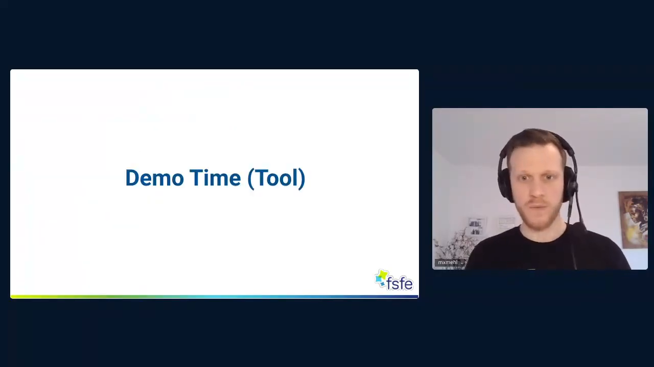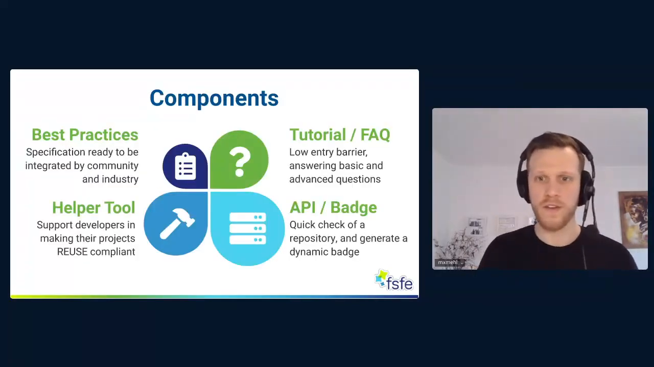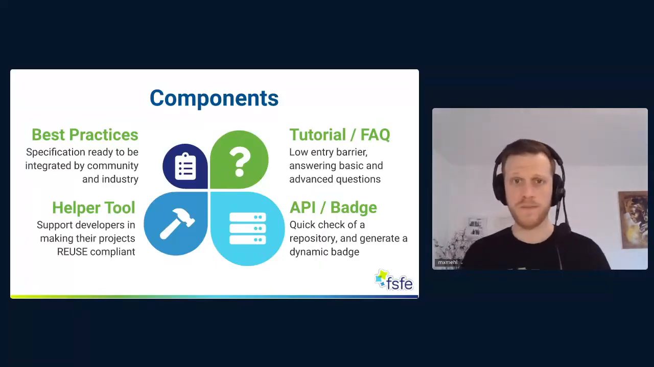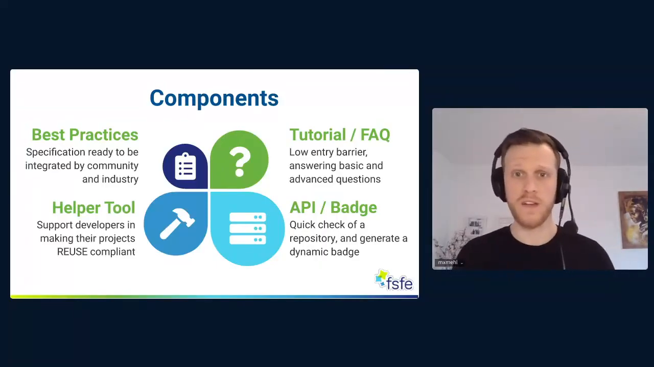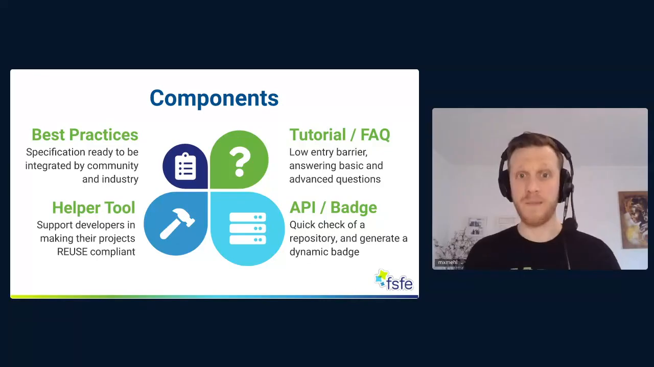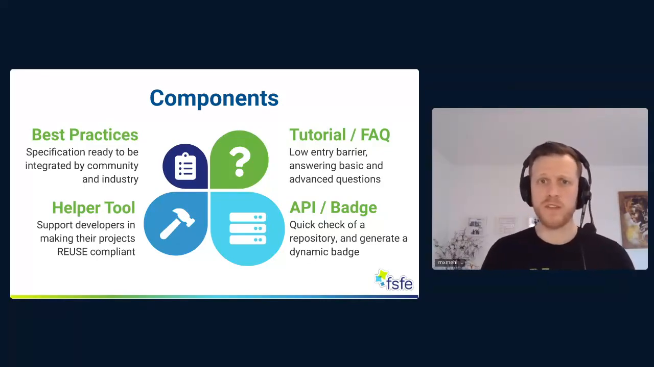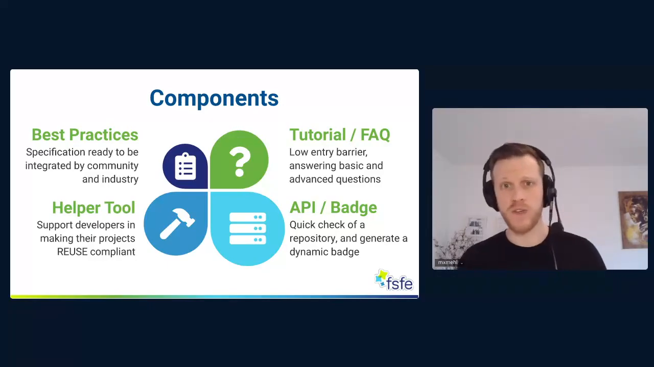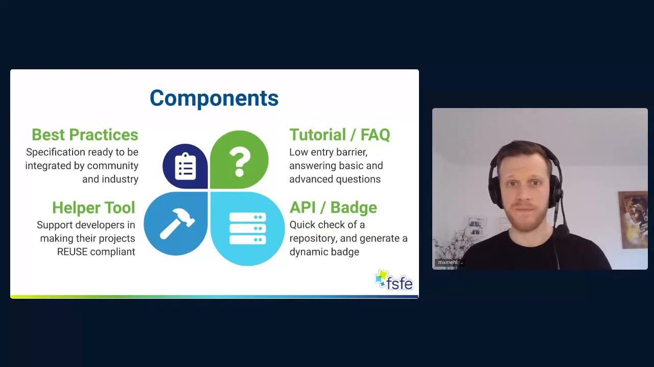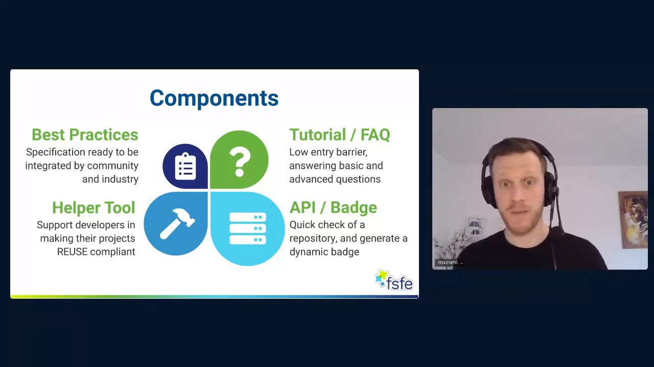Okay, so the fourth component that got reinvented a little bit later is the API or the badge. We didn't want everyone to have to install the reuse helper to just see the reuse status of a project, but we wanted to have a continuous check about this. So in this case, you can just register your project with our API. It's like reuse as a service, you could say.